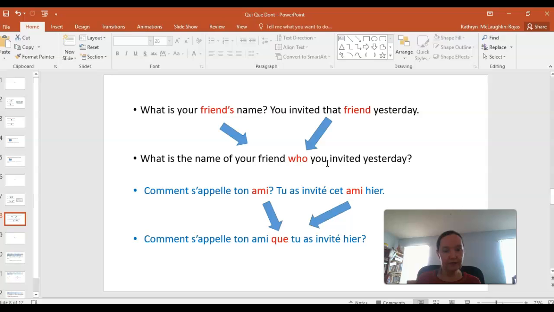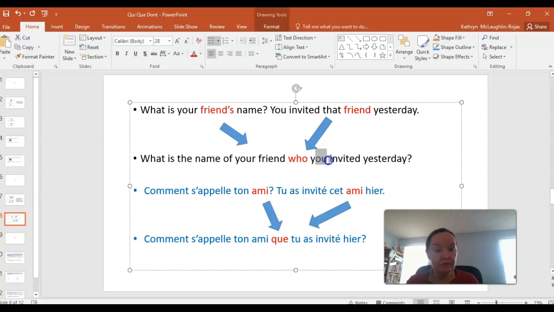So if I want to compile this into one sentence, I invited the friend, okay? So you invited, okay, the friend that you invited, I want to eliminate that repeated friend. So to do that, I can just use who and then continue on with my sentence. I think this difference between qui and que is not as obvious in English because we use the same relative pronoun, who, for qui and que, but in French, that's where you need to make a distinction.